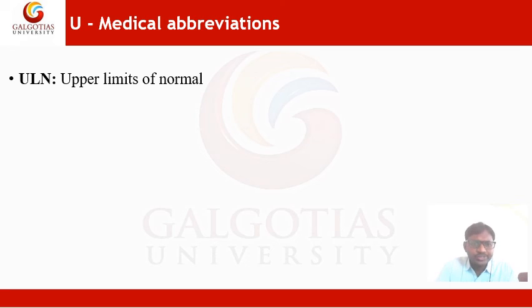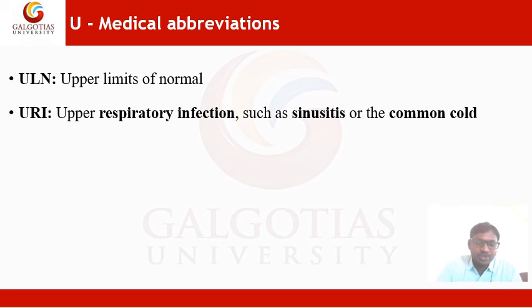Next, ULN, upper limit of normal. In normal ranges, acceptable values are lower and higher, and ULN is the upper limit of normal. URI, upper respiratory infection, such as sinusitis or the common cold. The respiratory tract has upper and lower parts. Lower always means the lungs. Upper means the organs in the skull region related to the respiratory system, mostly the nose and nasal cavity.